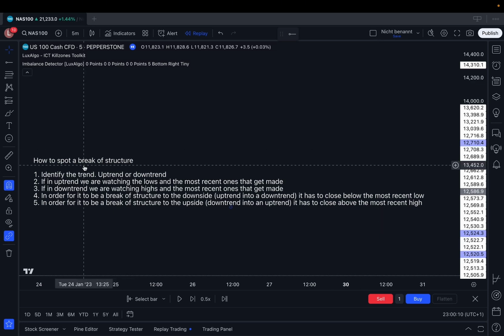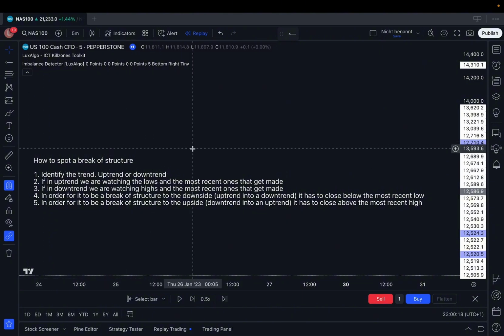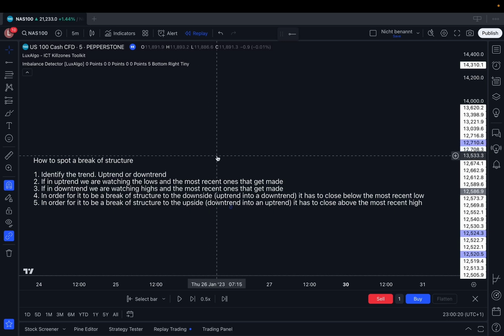So the first step you're gonna do, note that, everything I'll tell you, note that. The first step you're gonna do is to identify the trend. Do we have an uptrend or do we have a downtrend? So do we have higher highs and higher lows, or do we have lower highs and lower lows? Mark my words.